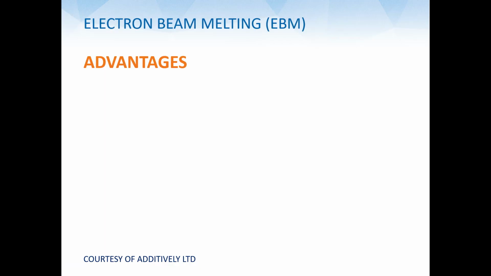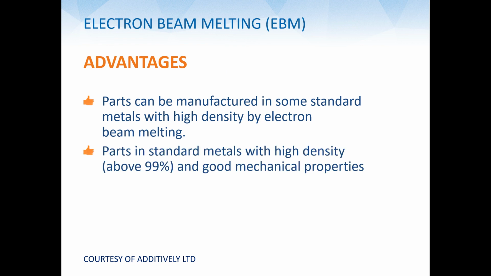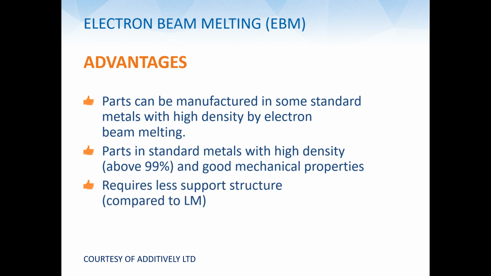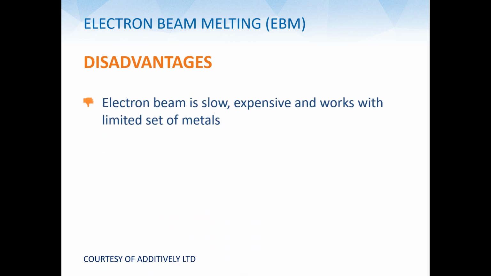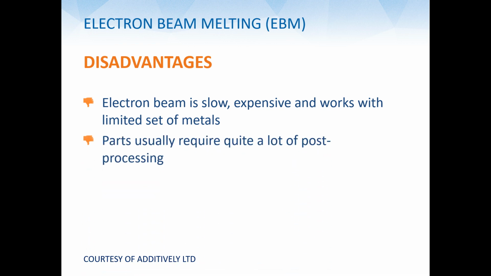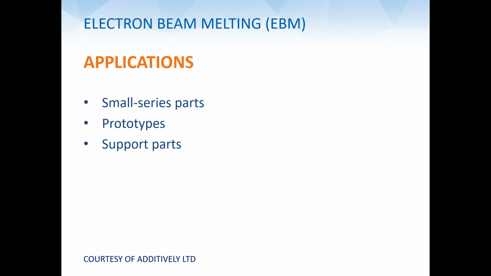The advantages of electron beam melting include that the parts can be manufactured in some standard metals with a high density. Parts in standard metals with high density above 99% with good mechanical properties can be produced, and it requires less support structure when compared to laser melting. Builds are faster as well when compared to laser melting. The disadvantages are the electron beam is slow, incredibly expensive, and it works with a limited set of materials. Parts usually require a significant amount of post-processing, and it does not achieve equally good surface finishes as laser melting. Applications for electron beam melting include small series parts, prototypes, and support.